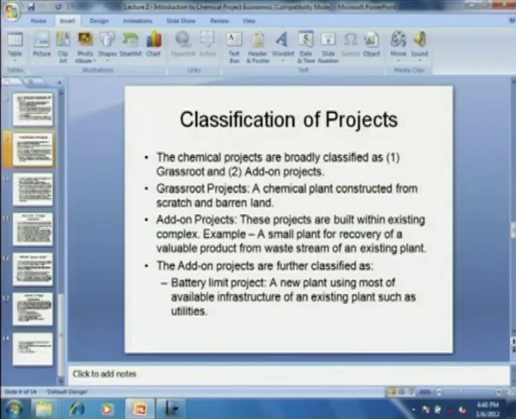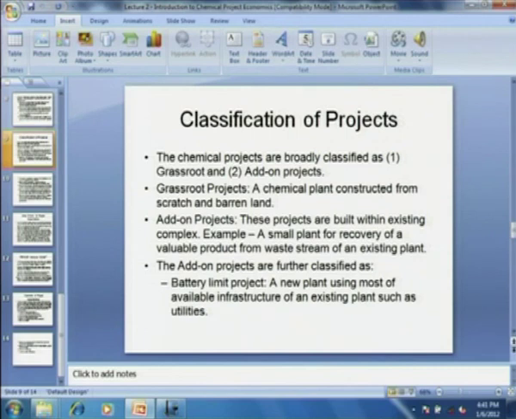The second type of project is what is known as the add-on project. These projects are built within an existing complex. An example of it is a small plant for recovery of a valuable product from a waste stream of an existing plant. Whether to go for such an add-on plant depends on the financial condition of the company. If the company has sufficient financial reserve to go into a new venture, then all of these projects fall into the category of add-on projects.